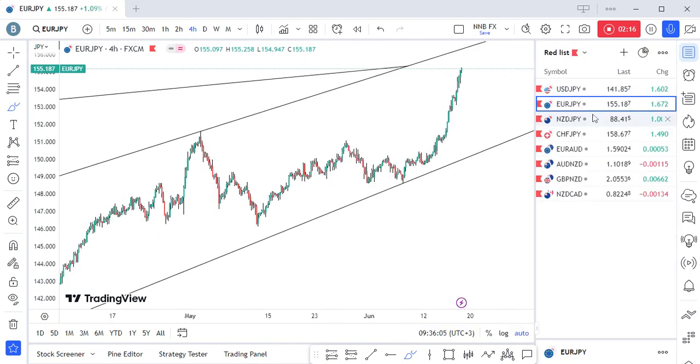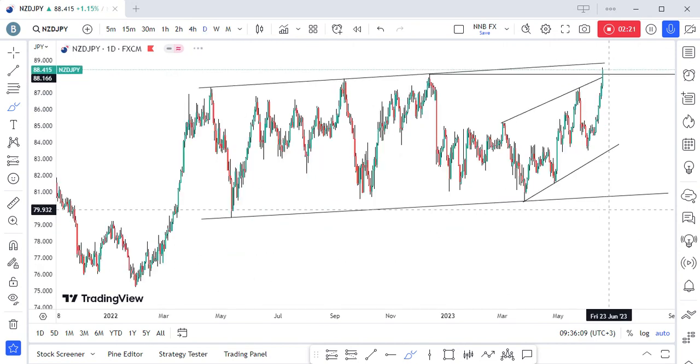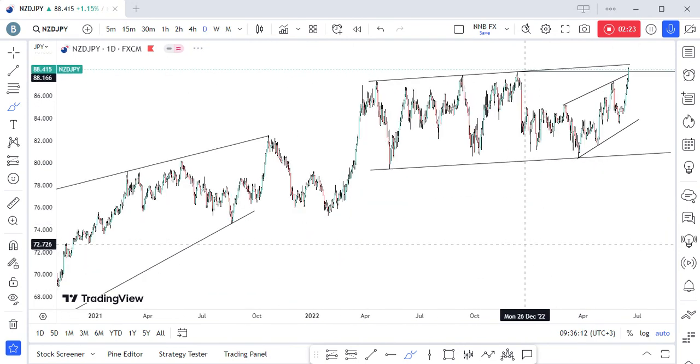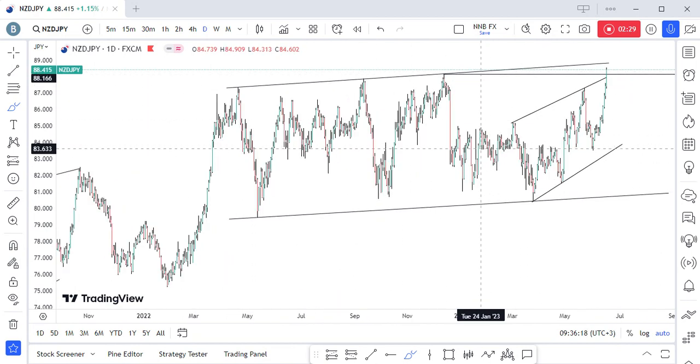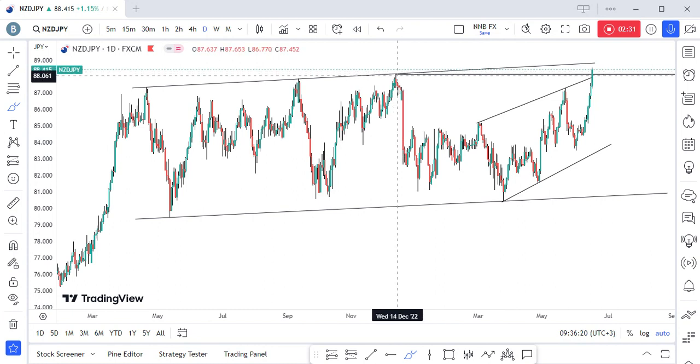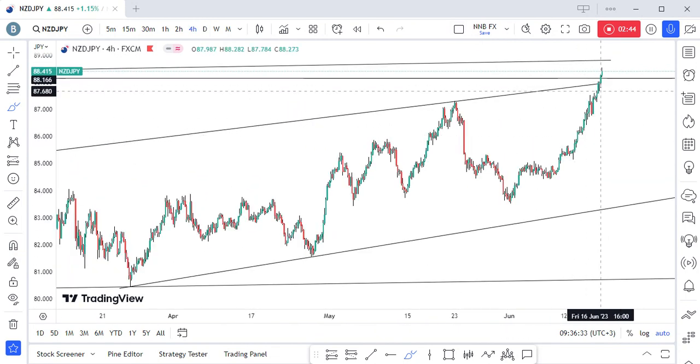The next pair is New Zealand dollar against the Japanese yen. You can see that it's forming a reversal structure which has been touched three times previously, and the market got to this double top area which I had marked here impulsively, and it's forming a structure inside a structure which is a reversal pattern. So I'm waiting for the market for this first half of this coming week.